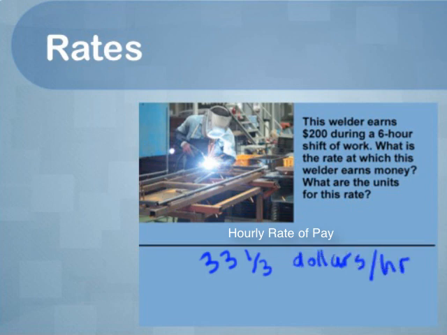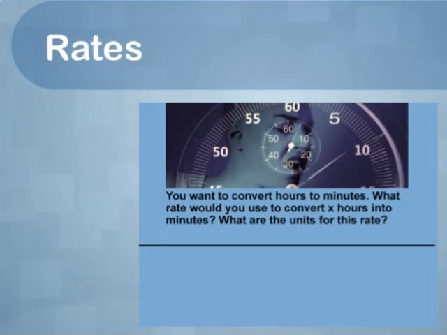Because all rates have units, you can sometimes change the units of a rate. Let's look at an example. You want to convert hours to minutes. What rate would you use to convert X hours into minutes? What are the units for this rate? We are given X hours, and we want to convert it to the corresponding number of minutes. We can form a ratio of minutes to hours. 60 to 1 is the ratio of minutes to hours. This gives us the rate 60 minutes per hour.